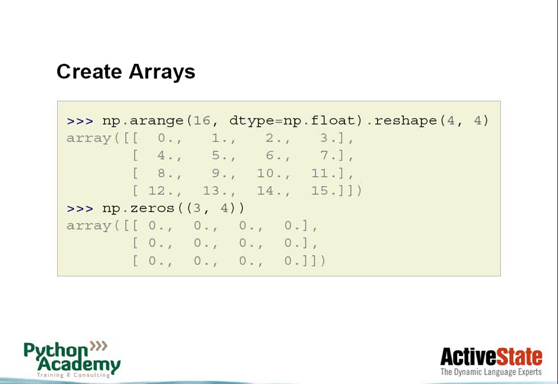And there are a few special commands. One is zeros. With zeros, I get a 3 by 4 array with all zeros. If you want to initialize some array with zeros, just say zeros. Next slide, please.